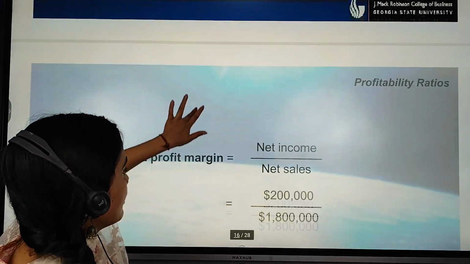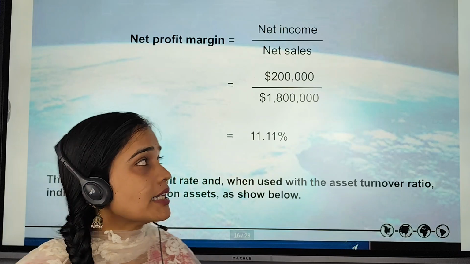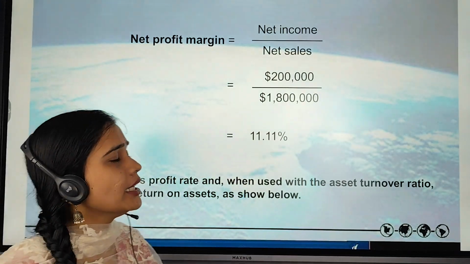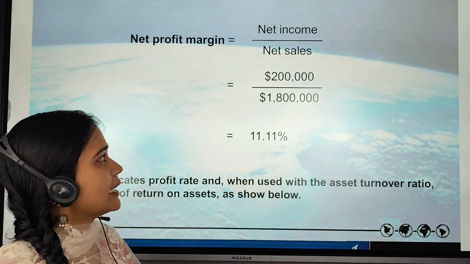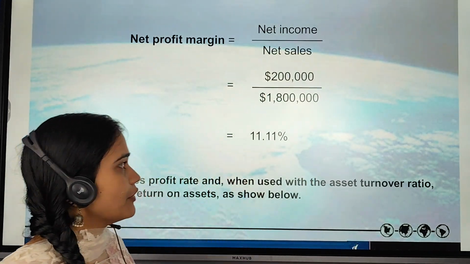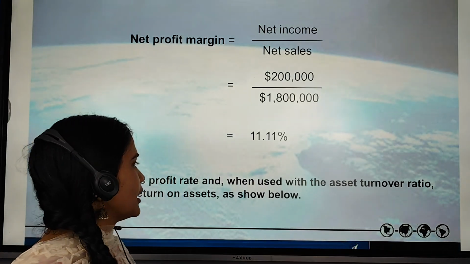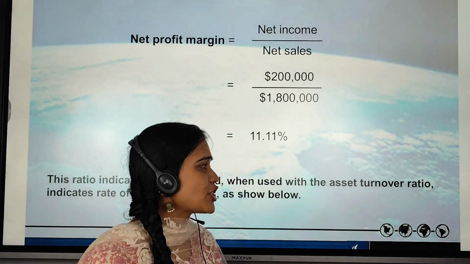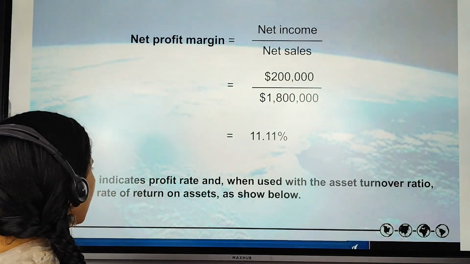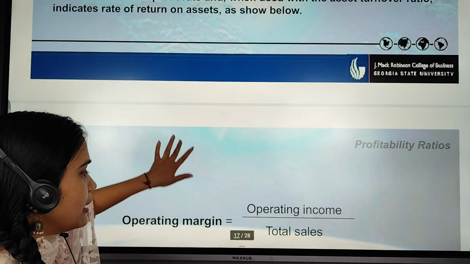The next one is net profit margin. The formula for calculating net profit margin is our net income upon net sales. Net income is our 2 lakh and net sales is our 18 lakh. So here we will get the answer 11.11%. This ratio indicates profit rate, and when it is used with the asset turnover ratio, it indicates the rate of return on asset as shown below.